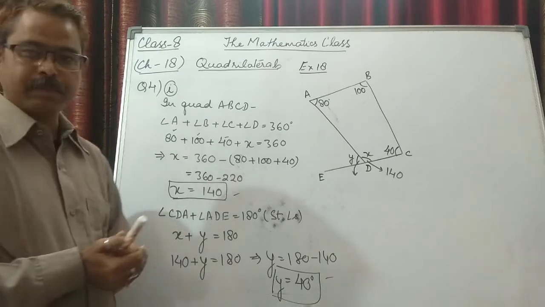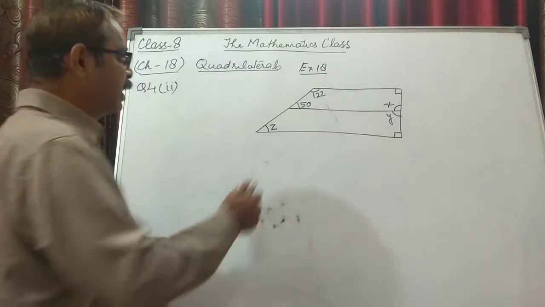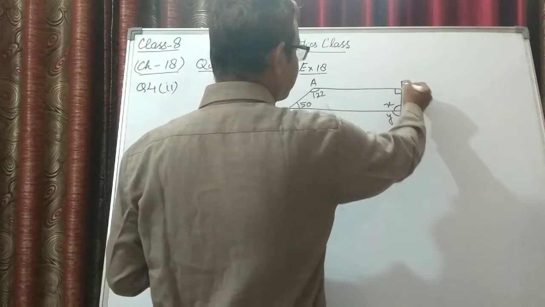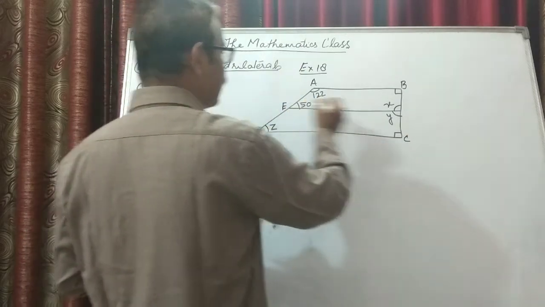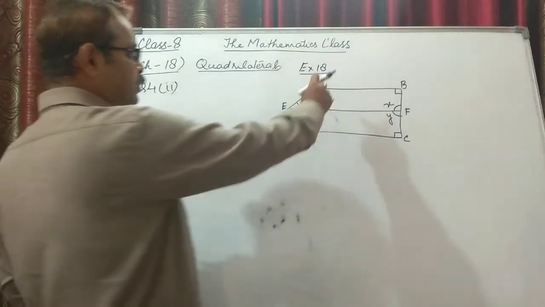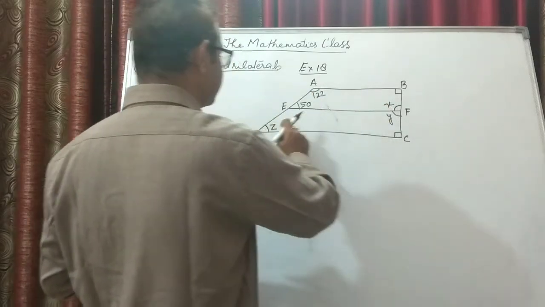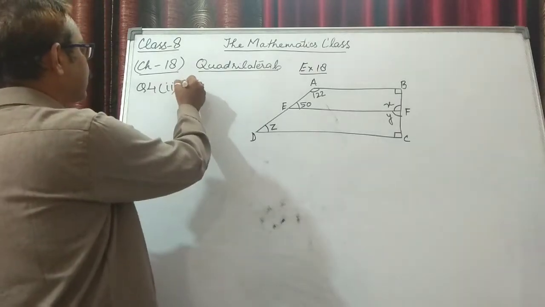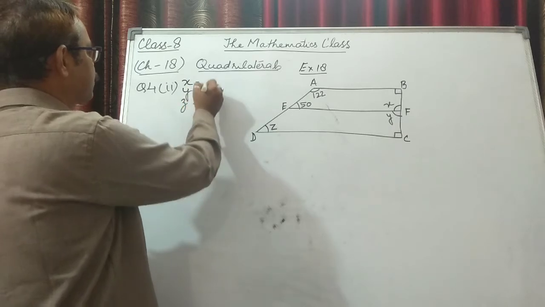So now we move on to the second part. Now the second part is again based on the diagram. So I have drawn the diagram, I'll just label it. So let these points be A, B, C, D, E and F. Now in this we have two quadrilaterals. First is ABFE and second is EFCD. So we need to find out the value of all the variables, means we have to find out the values of X, Y and Z. All these values we have to find out.